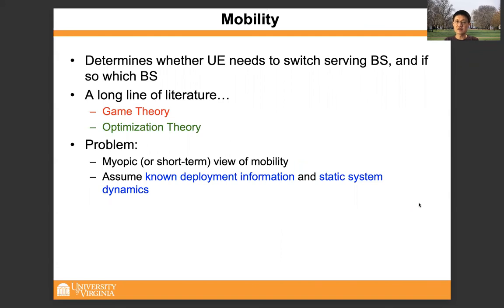Mobility is a task that determines whether UE needs to switch serving base stations, and if so, which base station to switch to. There's a long line of literature, but mainly if you look at the tools that are used in solving mobility problems, they are mostly based on game theory or optimization theory. The problem with some of these approaches is that the current view of mobility is still largely myopic or short-term. And they also assume known deployment information and static system dynamics, which we all know are not true.